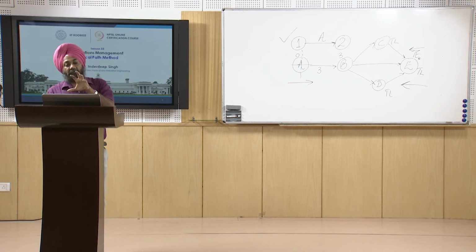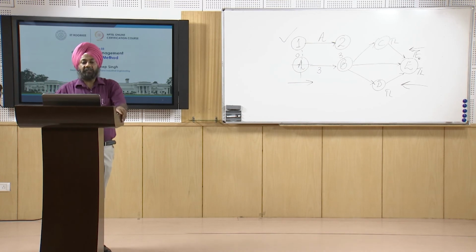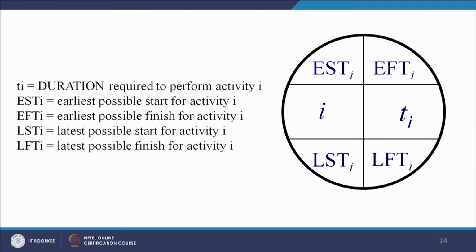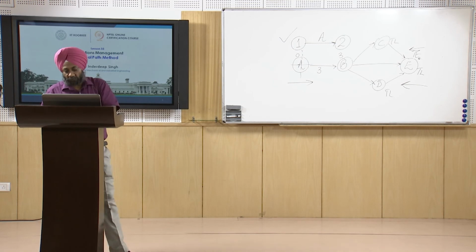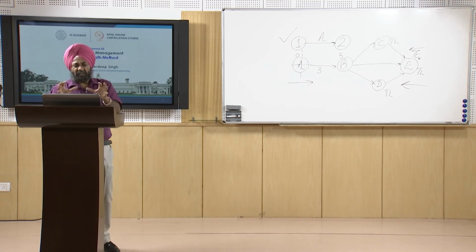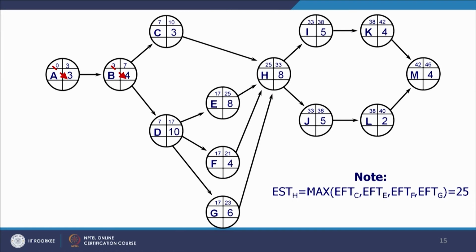This is another very good way of representing the early start time, early finish time, late start time and late finish time. Ti is the duration required to perform activity I, and I is the name of the activity. So in our case, I can be A in the very first node, and for A we can calculate the early start time, the early finish time, the late start time and the late finish time. So quickly we can try to see how we are representing.